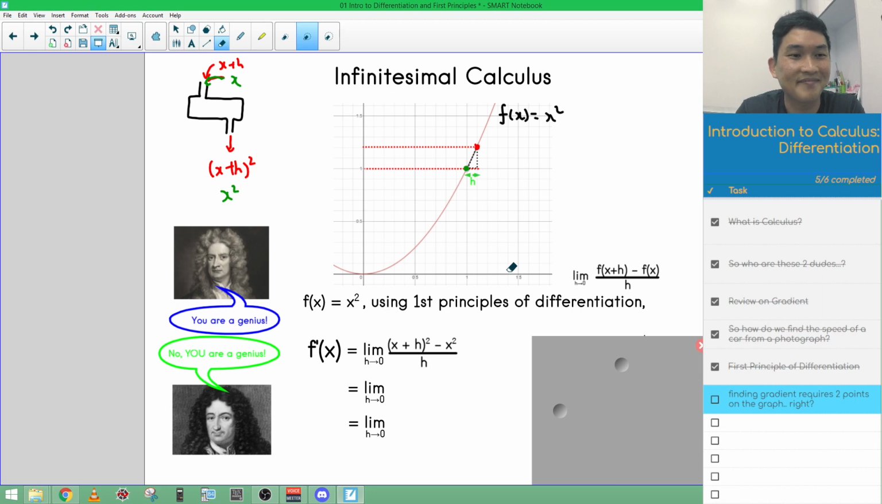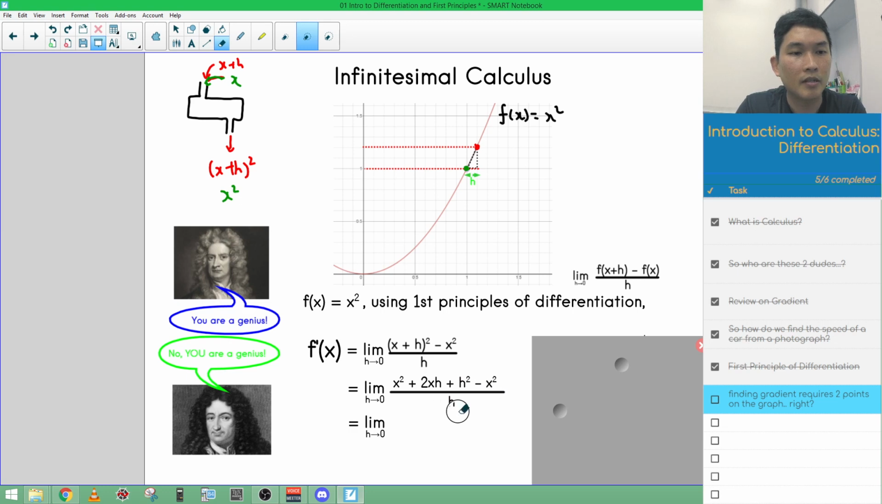Easy. Now, in the next step, I'm going to expand this bracket over here, x plus h all squared. You know this is an identity. This is the same as a plus b all squared, which will give you a squared plus 2ab plus b squared, which is x squared plus 2xh plus h squared. Not to forget, we still have this minus x squared at the back.